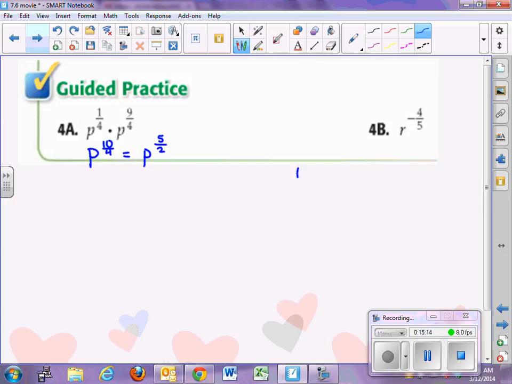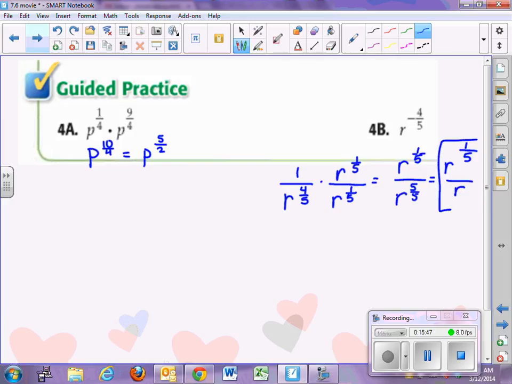Over here, this is 1 over r to the 4/5. To make it so I don't have a rational exponent in the denominator, I'm going to multiply by r to the 1/5 on the top and bottom. Why? So that on the bottom I have r to the 5/5, which is r to the 1. On the top, I don't care what I have. I'm allowed to have anything on the top. So on the top, I have r to the 1/5, and on the bottom, I have just r, without any radicals.